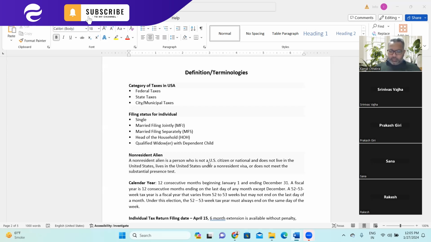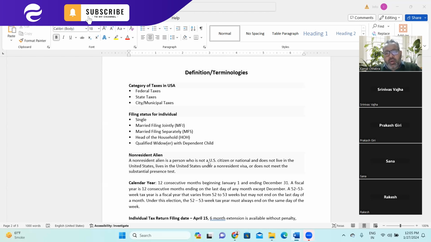Another question related to this, we'll be discussing the investments for tax exemptions like social security and all those things. Everything is part of it. We'll be discussing those things also, right?